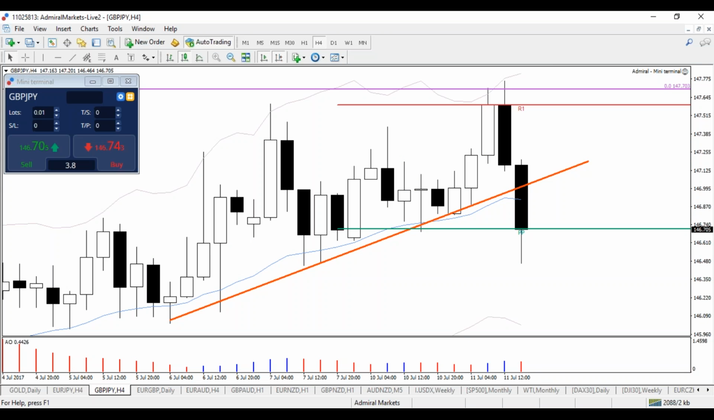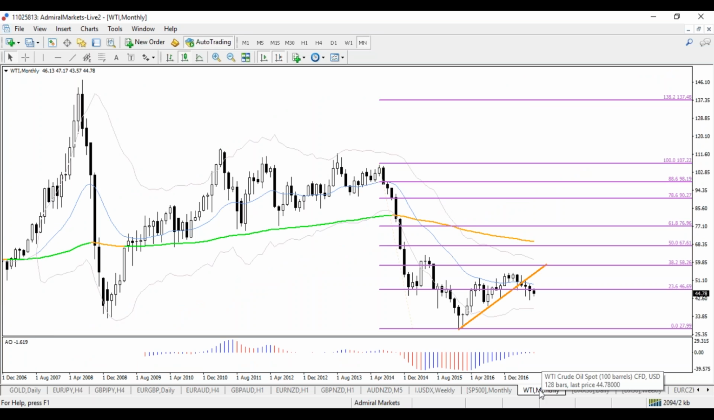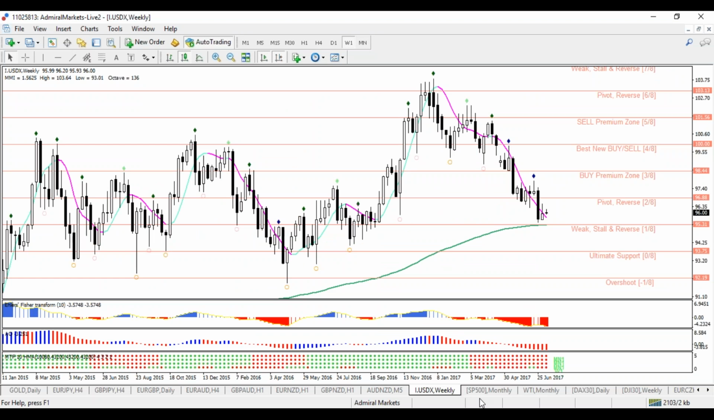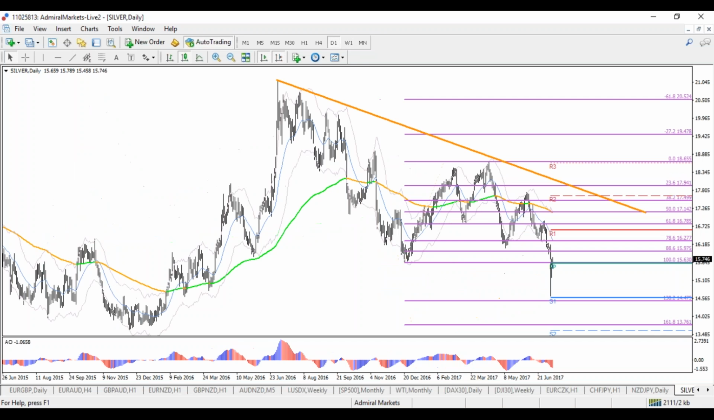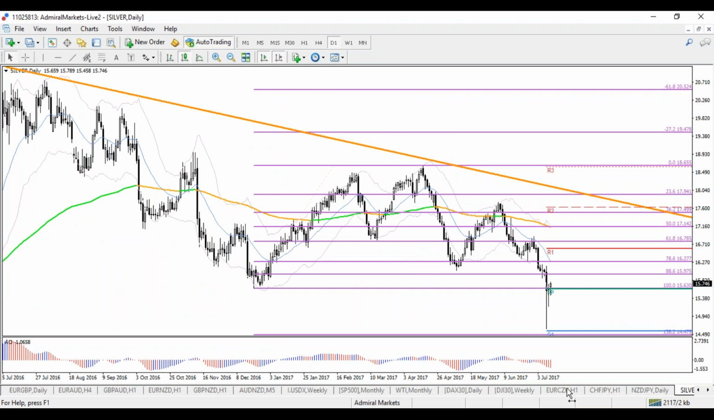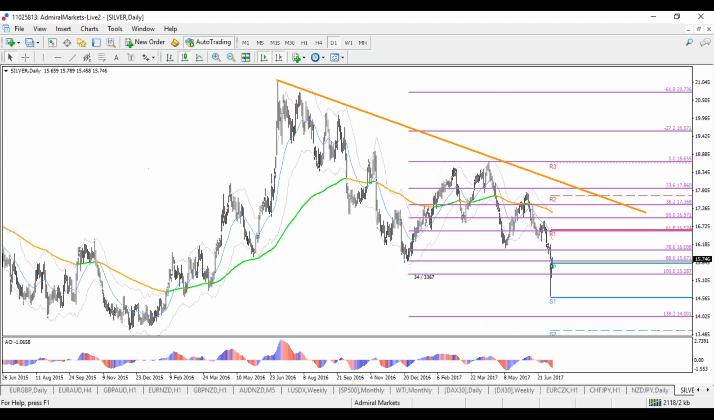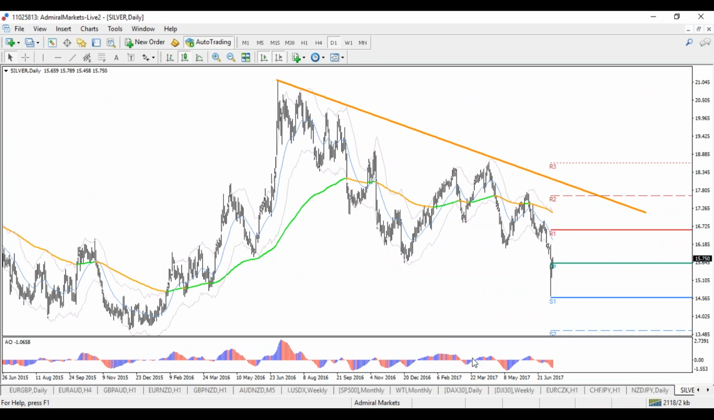All right, otherwise, I guess we're at the end of our session as we speak. We see S&P 500 still pushing, and we see oil moving slightly lower. And we saw a big reaction to S1 here on silver. That's about it.